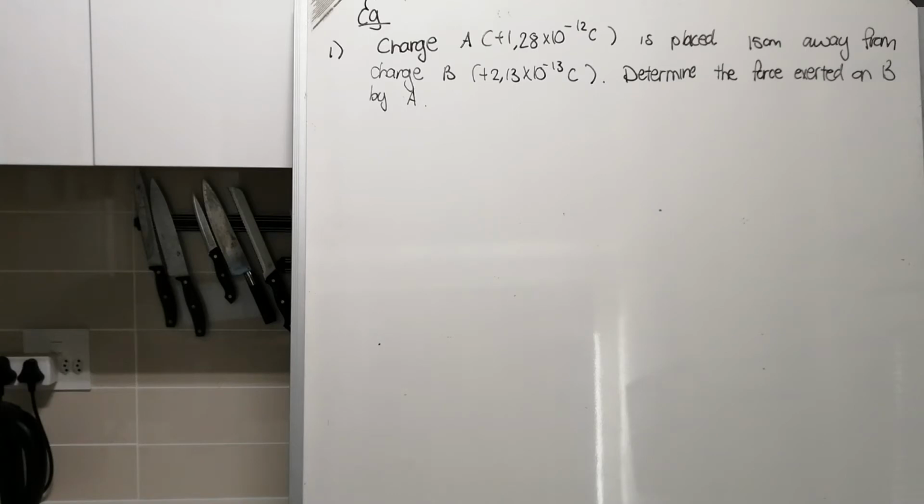Okay guys, so here's your first question. We've got charges A and B. Charge A has a charge of positive 1,28 times 10 to the negative 12. It's 15 centimeters away from charge B, which has a charge of positive 2,13 times 10 to the negative 13. And they want us to determine the force exerted on B by A.